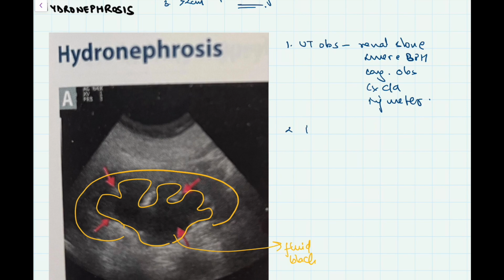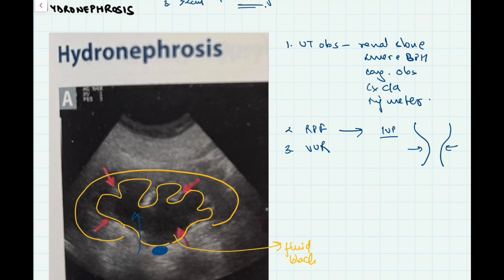Other causes are retroperitoneal fibrosis, right? Where the IVP film shows the characteristic maiden waist deformity due to the medialization of the ureters. Then vesicoureteric reflux, we saw that there was hydronephrosis. One point to appreciate is that the dilation is always proximal to the obstruction. So suppose if here is the obstruction, the dilatation will be proximal to it.